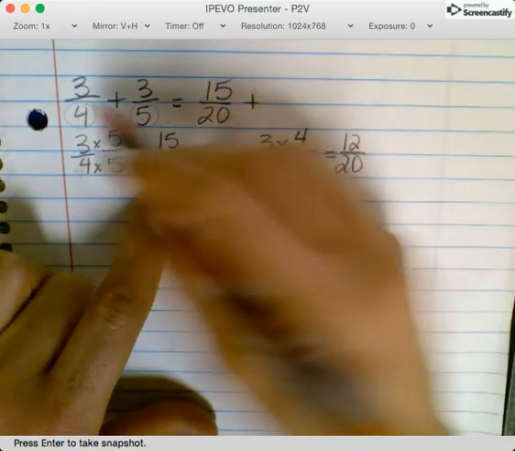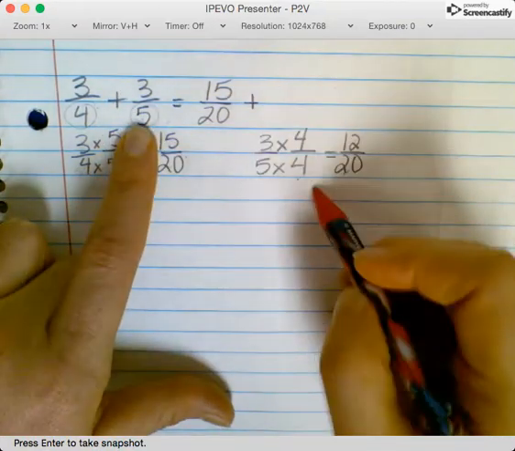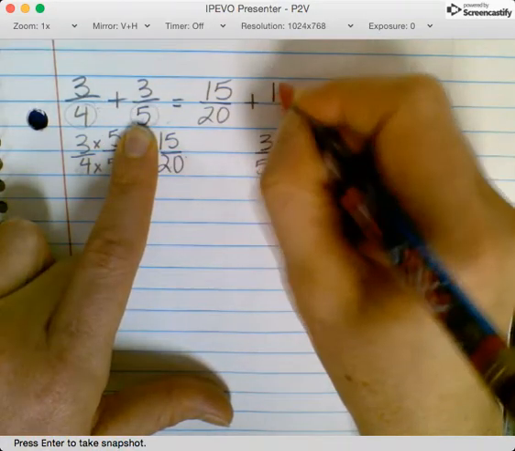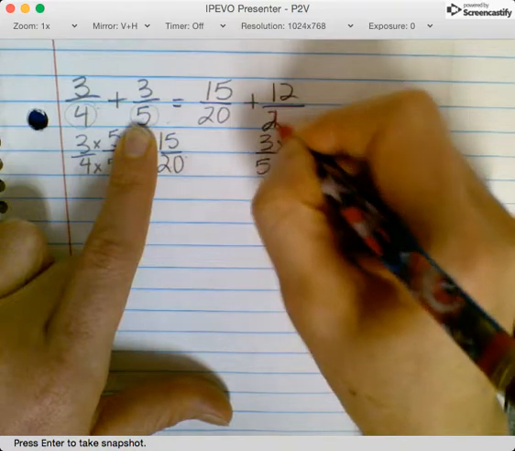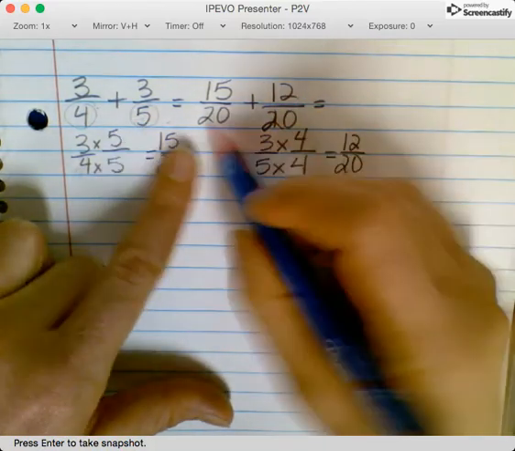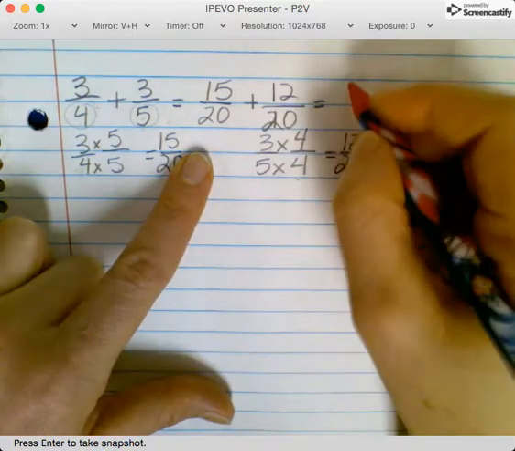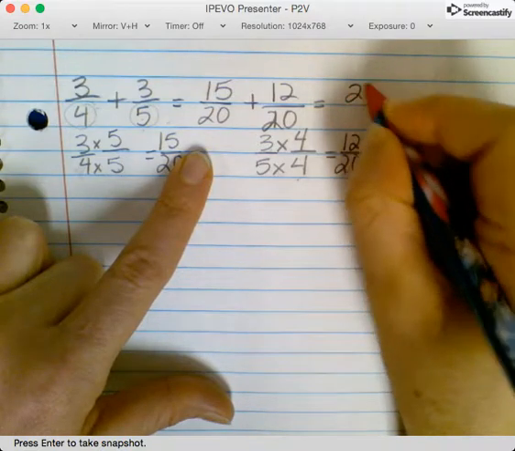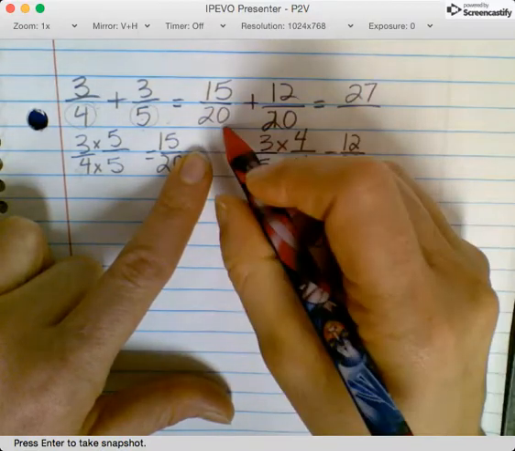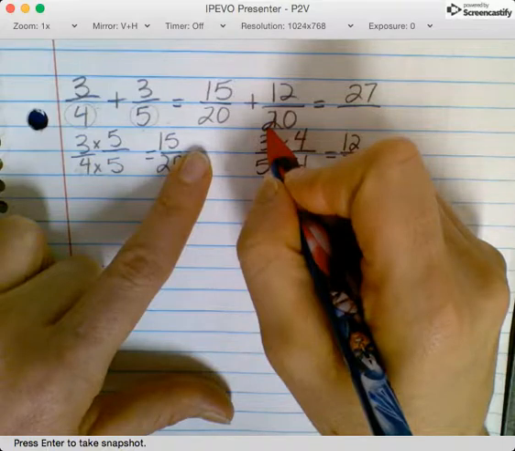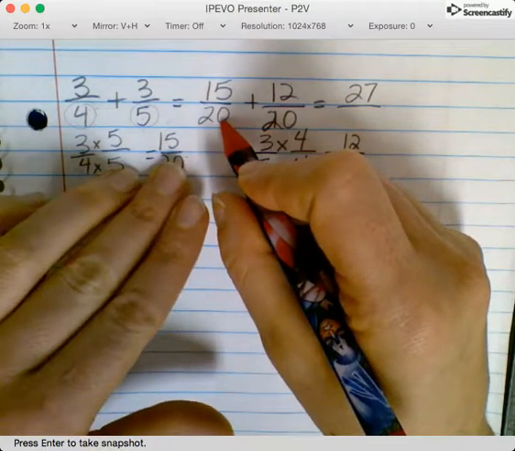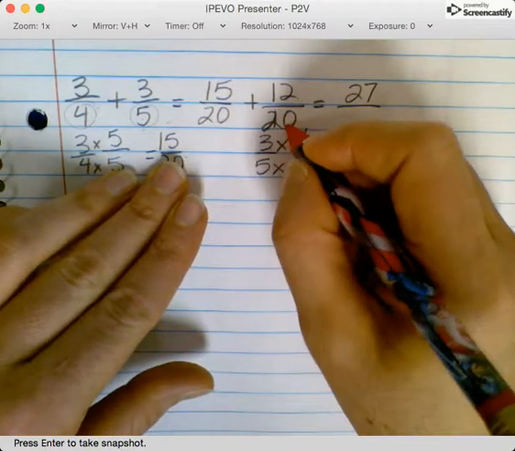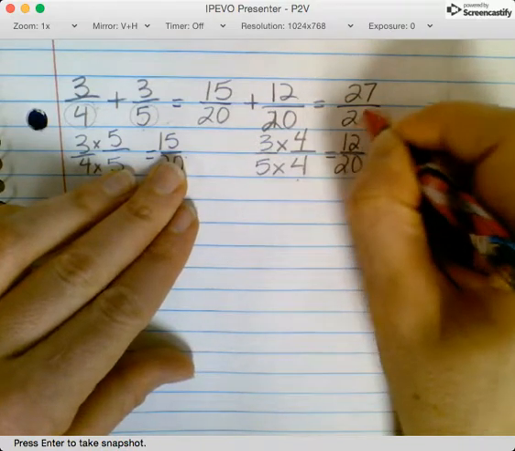So I have 15/20 instead of 3/4, and instead of 3/5, I have 12/20. And then we just add straight across like we normally would. 15 plus 12 is 27. We don't add the 20s. Remember, when we add or subtract fractions, the bottom number stays the same. So my 20 is going to stay the same.